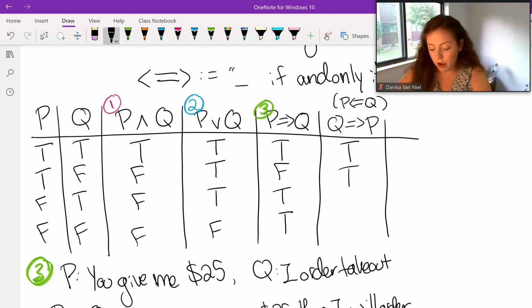So the third scenario, I order takeout and you don't give me $25. Okay, so that's going against what we said was going to happen. That makes this statement false, right? So if the statement is, I order takeout, you give me $25, the first part is true. I did order takeout, but then you didn't give me $25. So that statement was false. So let's say I don't order takeout and then you don't give me $25. So the statement's still true. And it's vacuously true, like I said before. Okay?